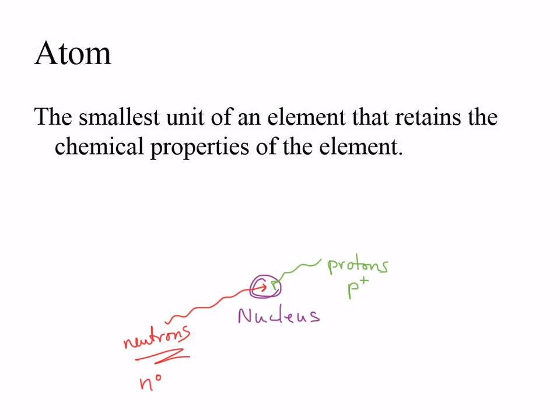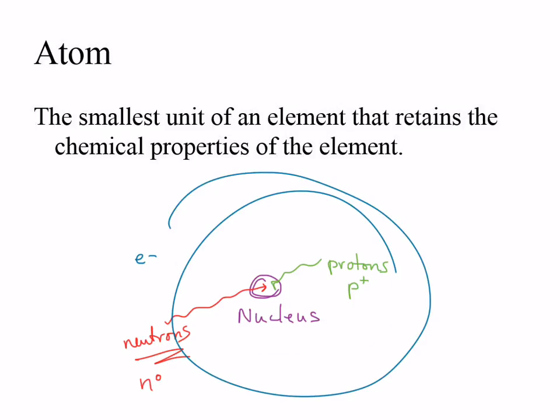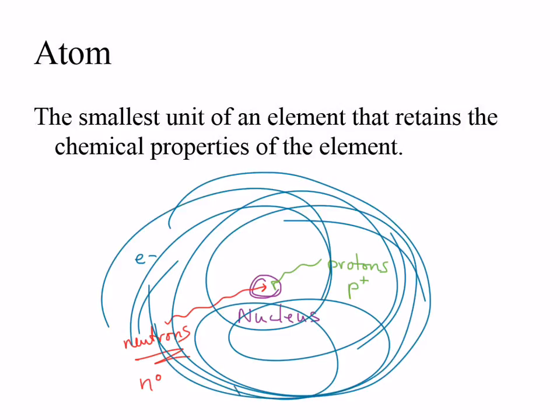Okay, so what about what's outside the nucleus? One more particle. Electrons, yep. I'll put electron out here. And for electrons, a lot of times you'll see it like, they're out there. They have a lot of motion. So those are the three main particles that we're worried about in chemistry.